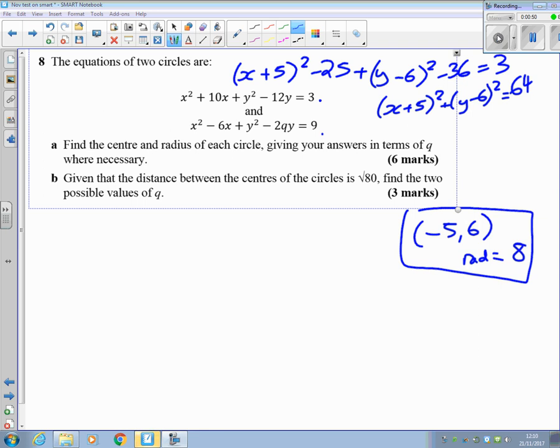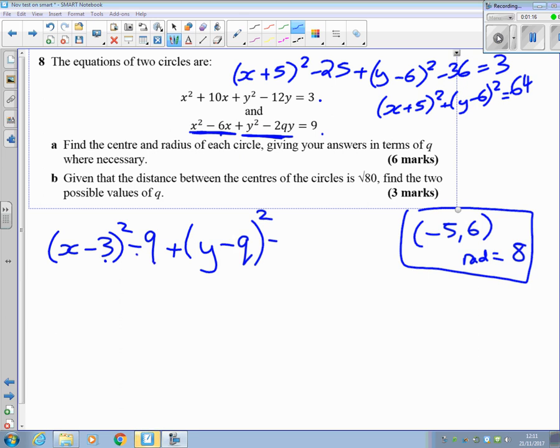Next one. Completing the square for that shouldn't cause you any trouble. x minus 3 all squared minus the 9. But now this is worrying. You remember why there is a minus 3 there? Because it's half of minus 6. So half of minus 2q is just q. So it's y minus q all squared, but of course we had to take away q squared.